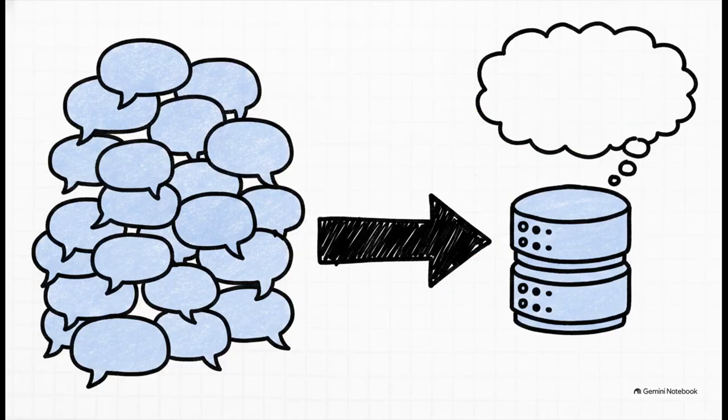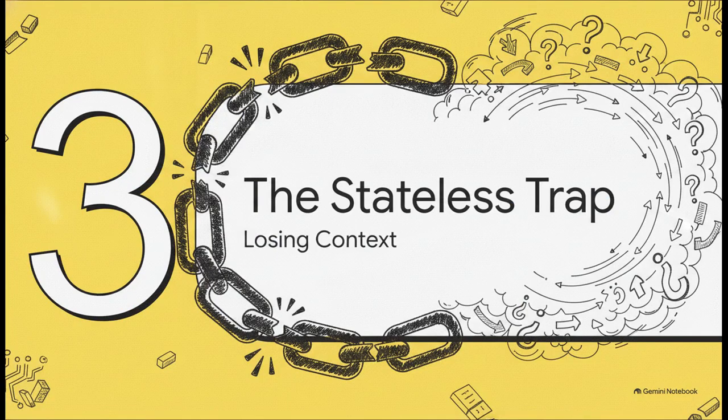Now, listen up, because here is a massive warning for all you developers out there. Absolutely no history is stored on Anthropic servers. None. You have to resend all prior conversation turns every single time you make a request. If you don't do this, Claude effectively has total amnesia. Which brings us right to section 3, the stateless trap and losing context.